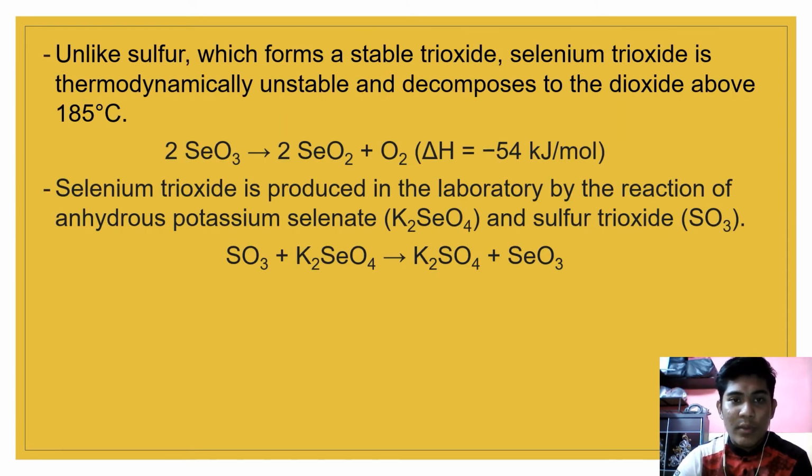Unlike sulfur, which forms a stable trioxide, selenium trioxide is thermodynamically unstable and can be decomposed to the dioxide above 185 degrees Celsius. So the equation of decomposition is 2 selenium trioxide will decompose to form 2 selenium dioxide and oxygen. Selenium trioxide is produced in the laboratory by the reaction of anhydrous potassium selenate and sulfur trioxide. So the equation here, sulfur trioxide react with potassium selenate to form K2SO4 and selenium trioxide.